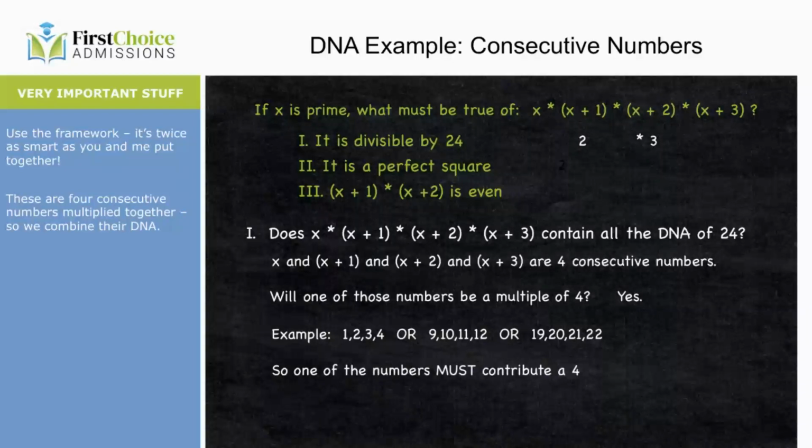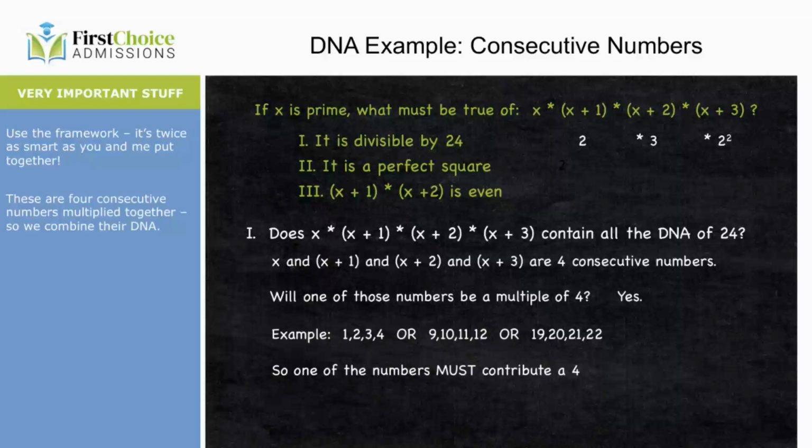That means one of our numbers in our string of 4 consecutive numbers must contribute a 4, or a 2 squared, to the DNA. Do we know which number does it? No, we don't, but we know that one of them must. So we know that at a minimum, the DNA in our sequence of 4 consecutive numbers is going to have a 2 in it, a 3 in it, and a 2 squared in it, for sure. Could it have a lot more DNA in it? Yeah, you bet it could. It could be a huge number. But it has to have 3 2s and a 3 in it.